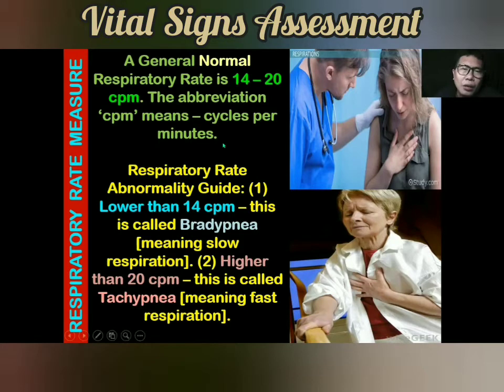Now, here we will see some abnormalities again for terminology's sake. If the breathing of the person registers lower than 12, in some books 14 cycles per minute, this is called bradypnea, meaning slow respiration or slow breathing. If the measure is higher than 20 cycles per minute, meaning the respiration count is more than 20, this is called tachypnea, meaning fast respiration. So this is only for terminological consideration.